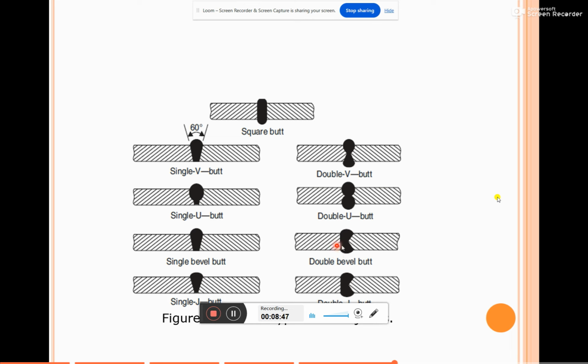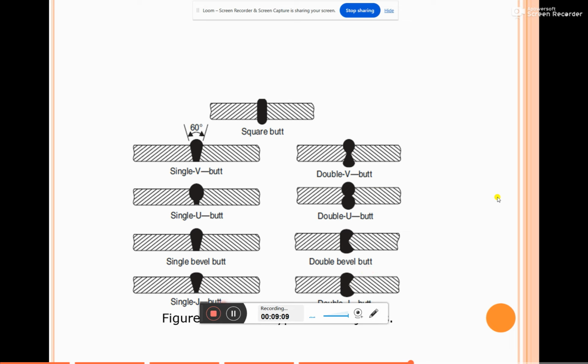And the next one is the double bevel joint. In the double bevel joint, one of the workpiece edges remains square and on the other side we prepare a bevel on the two sides. Then it is known as the double bevel butt joint.